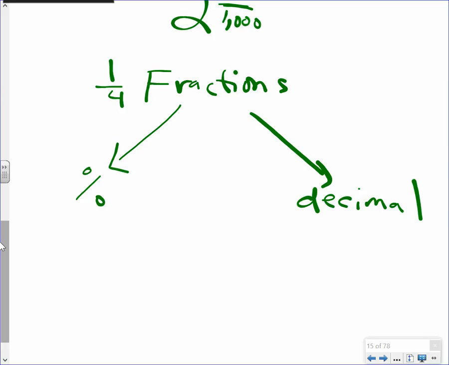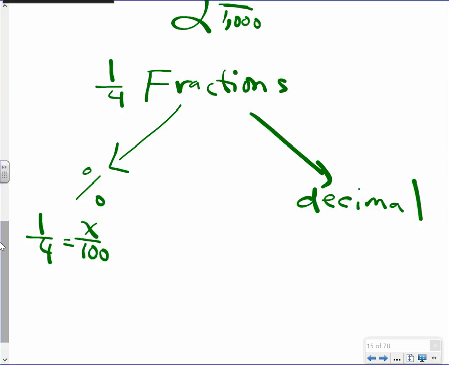Okay? Here's what we do. Watch this. Just take 1/4 equals x out of 100. Remember the proportion I taught you this morning? 1 out of 4 equals x out of 100, because x out of 100 means percent. Remember, percent literally means out of 100.